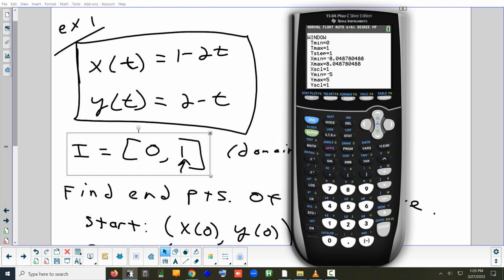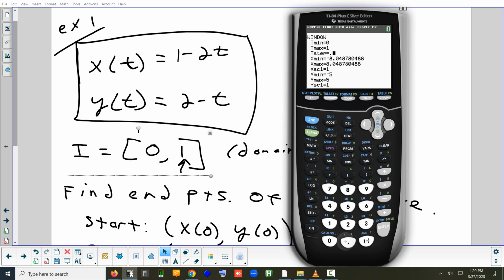So let's say I do a t-step of 1. Let's think how many points we'd be graphing. You'd start with t-min, so you'd graph 0. And if you increment or step by 1, what's the next value? 1. Well, that's your max. Now you're done. So you just graph 2 points.